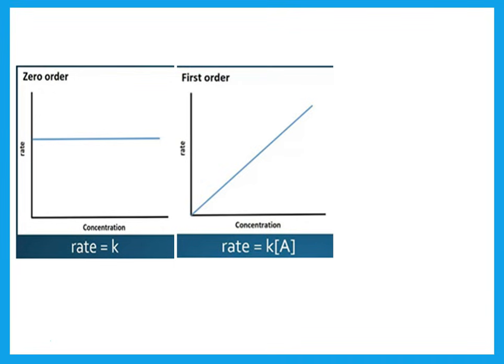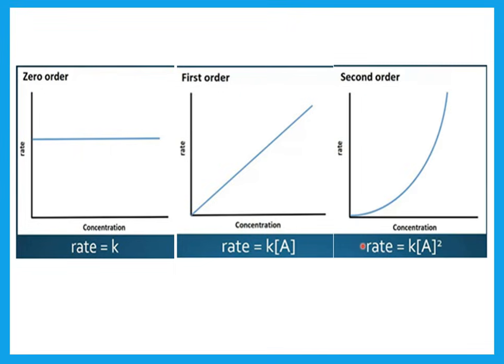Now, first order means the rate is equal to k times the concentration. If we draw a graph of rate versus concentration, an increase in concentration will increase the rate directly proportionally. Second order, we said, means rate is k times concentration to the power 2. That means as I increase the concentration, the rate increases exponentially, not directly proportionally. Please remember all of these graphs and what they are representing. These graphs, for example, are rate versus concentration.